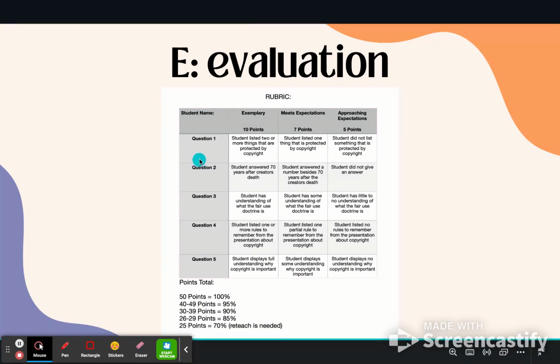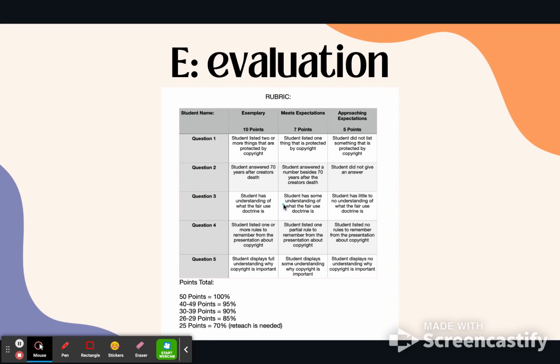So for example, question 1, they're exemplary if the student listed 2 or more things that are protected by copyright. They meet expectation if they listed 1 thing that's protected by copyright, and they're approaching expectations if they did not list something that's protected by copyright. Question 2, to get all 10 points, the student will answer that it is 70 years after the creator's death. If they're meeting expectation, the student answered a number besides 70 years after the creator's death, and if they're approaching, they did not give an answer.